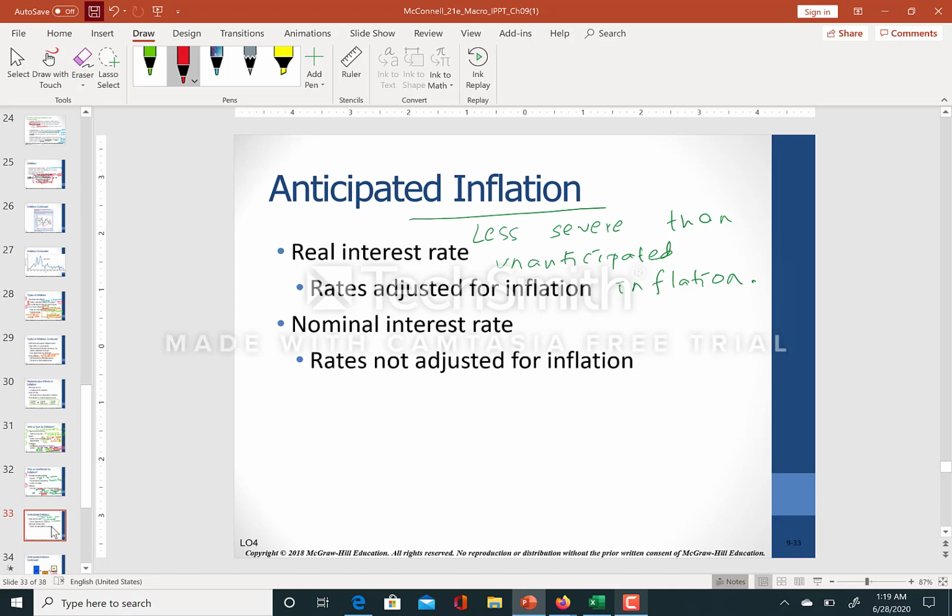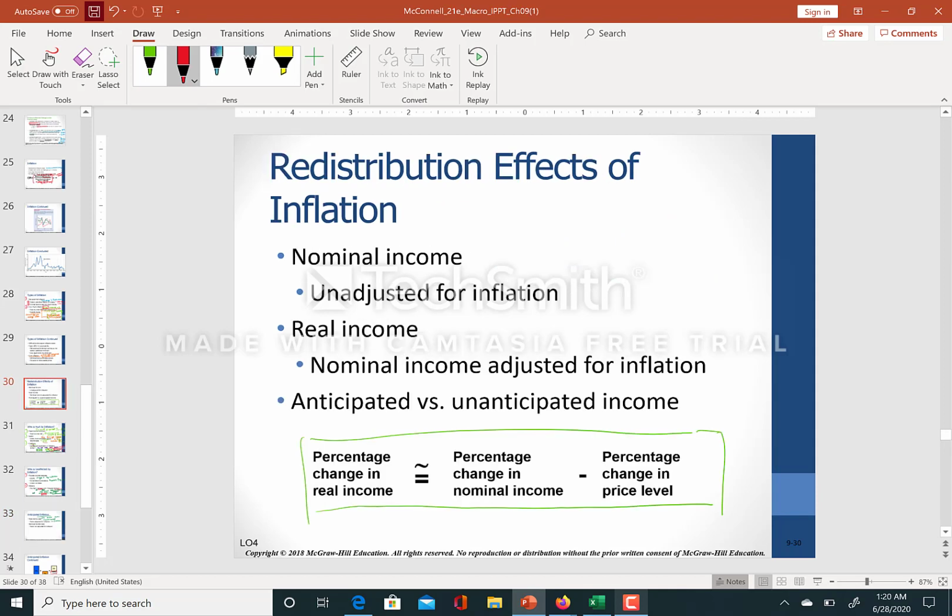So over here I have real interest rate and nominal interest rate. Real interest rates are adjusted for inflation. Nominal interest rates are not adjusted for inflation. So I can use the formula here: percentage change in real income is percentage change in nominal income minus percentage change in price level. Or I can say the percentage change in real interest rate. So whenever I'm using real, I'm taking out the effect of inflation. This applies for interest rate, and this applies also for income level.